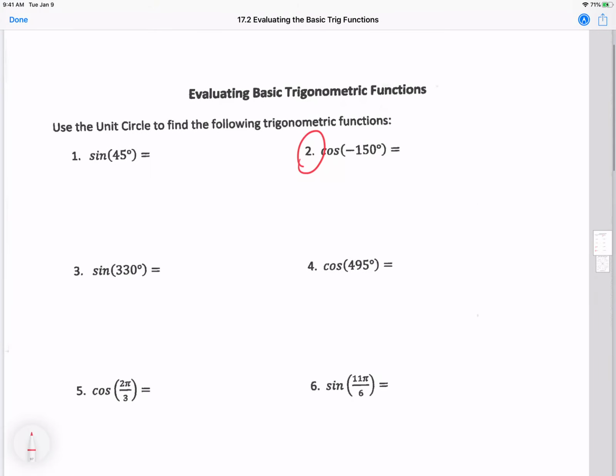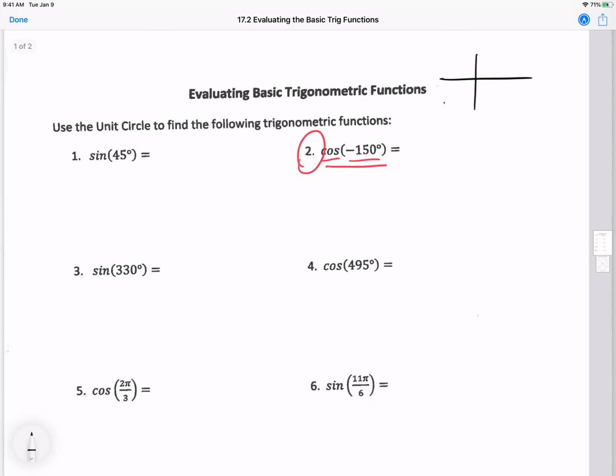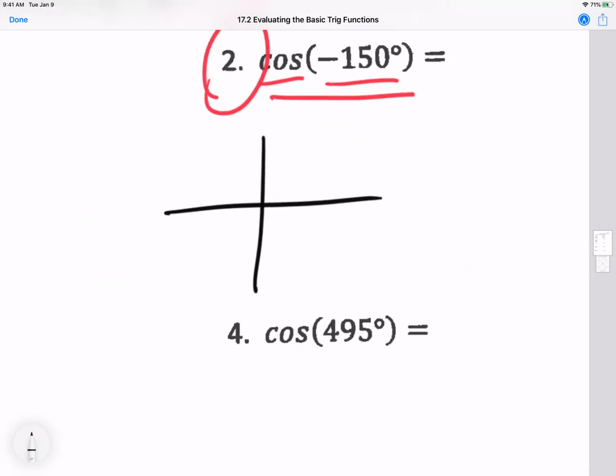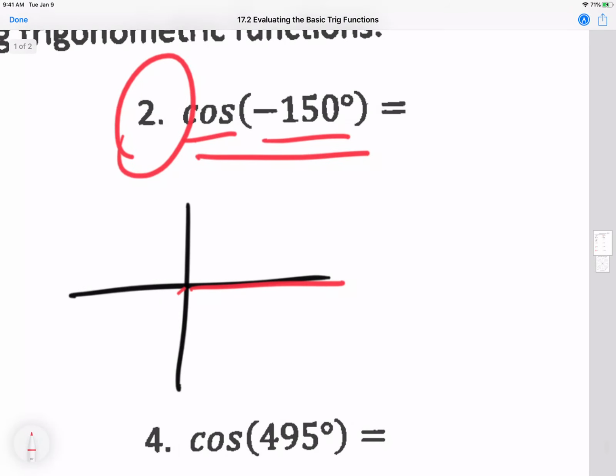For number 2, we have the cosine of negative 150. For questions like these, you always have to understand that a negative angle goes clockwise, because usually all of the positive angles that you see go in the counterclockwise direction from the 3 o'clock position. So if I were to plot this in an xy coordinate plane, my terminal side would end up being here, because this is your negative 90 degrees, and I need to go clockwise all the way like this. This is negative 150 in total.